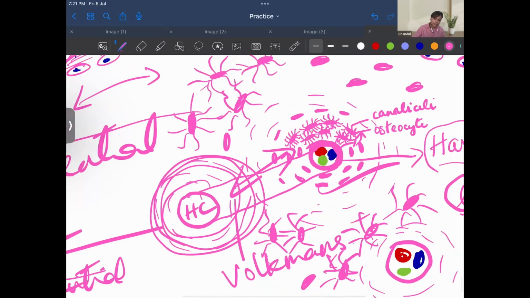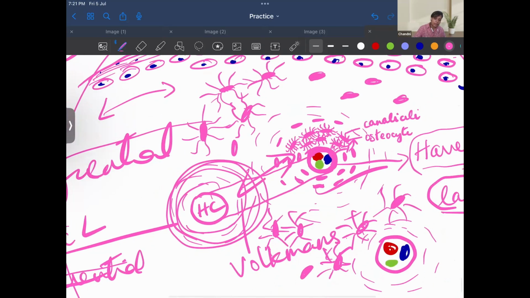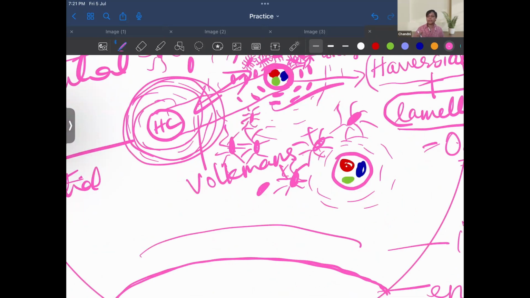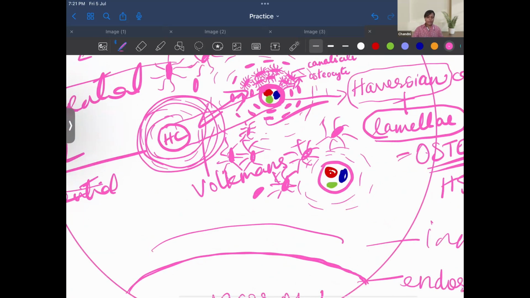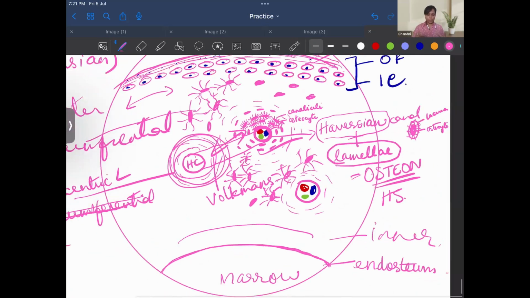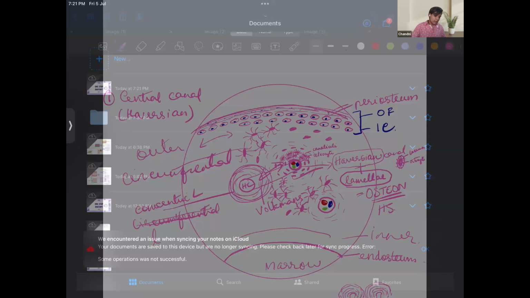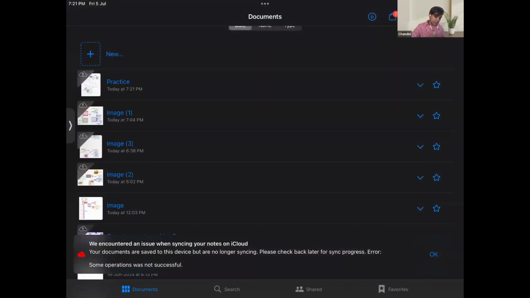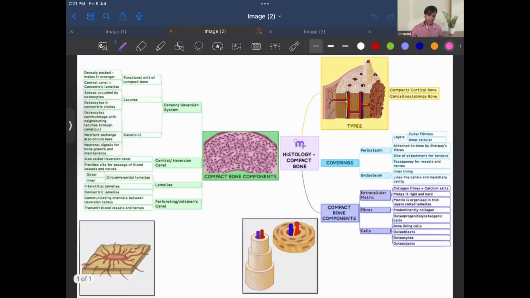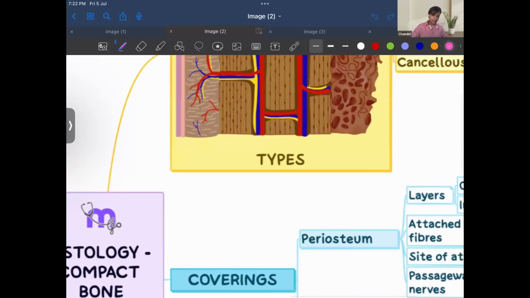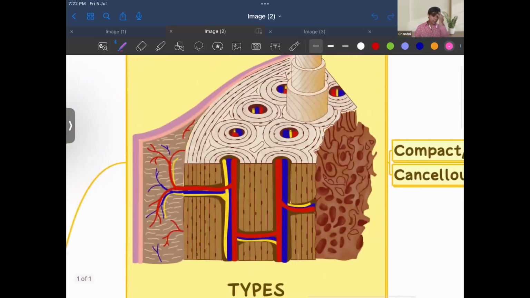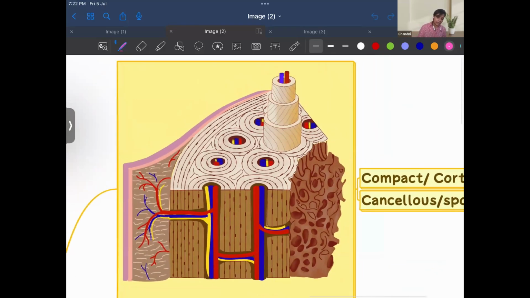So this lamellae that you see in between is called the interstitial lamella. If you have put this much in your paper, you have aced it, believe me. Now I'll show you a good diagram of it, and this is the last. This is a very, very nice mind map. This is what I was talking about, illustrated by our own illustrators, a beautiful diagram.